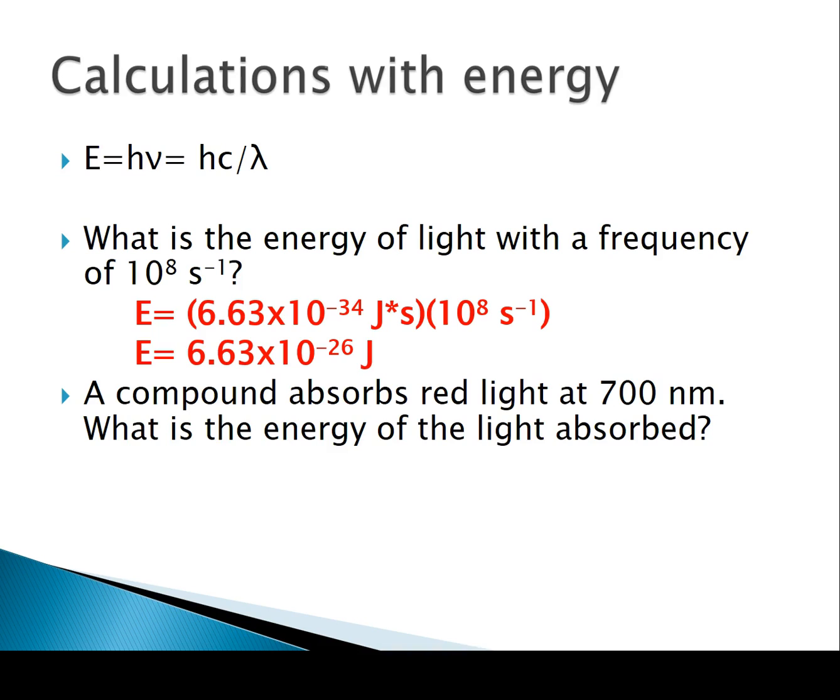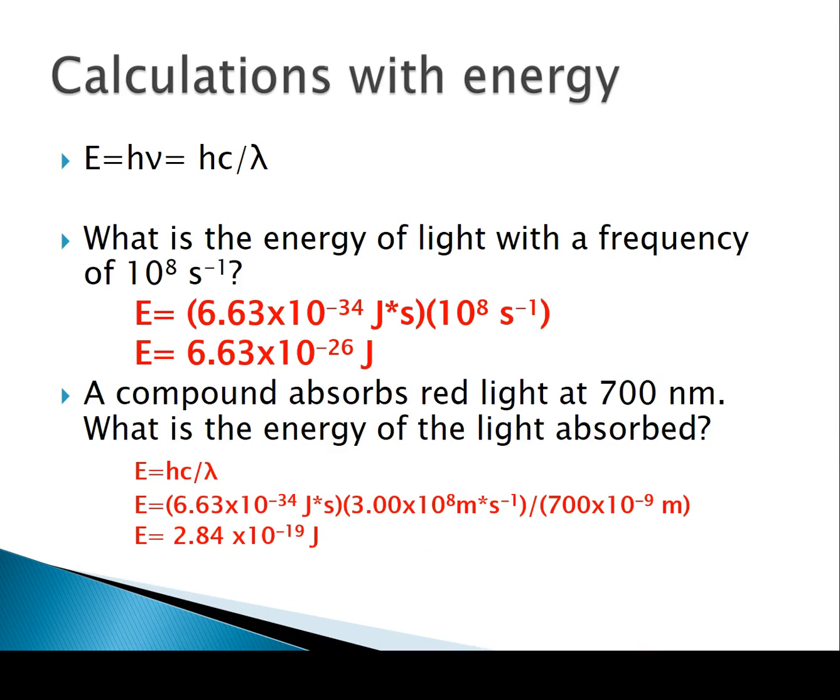Now this is a little bit more complicated because we're going to take Planck's constant, multiply by the speed of light, which is in meters per second, and divide by the wavelength, which is in nanometers. So before you plug in the numbers, you have to convert nanometers into meters so that the units cancel out appropriately. So make sure you go ahead and do that, and I will give you the answer in a second.